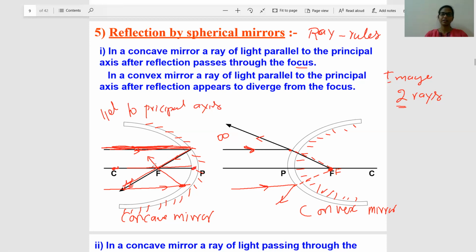So the ray which is passing parallel to CP, let us take this is MN, after reflection, where will it pass? It will pass through the focus in case of concave. In case of convex, it diverges, but it appears to be coming from the focus. This is the first ray rule. Yes, children, I hope this is clear.